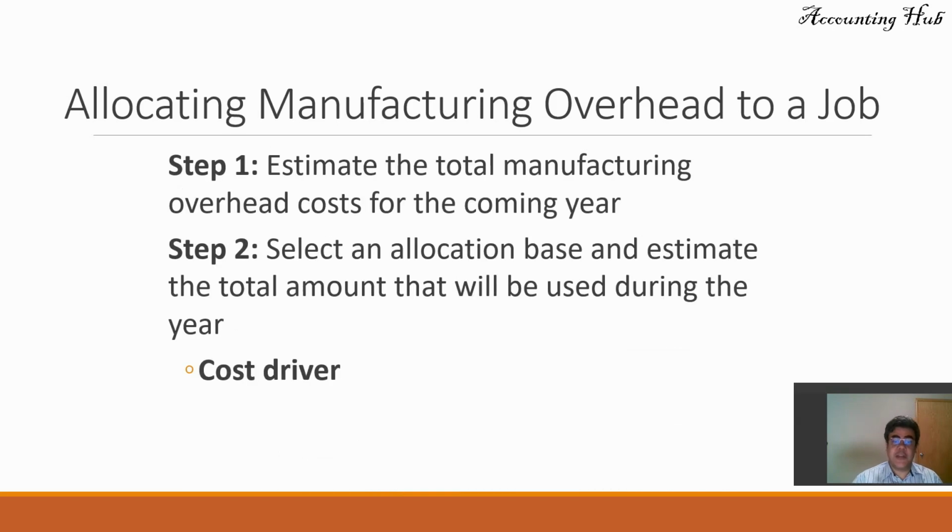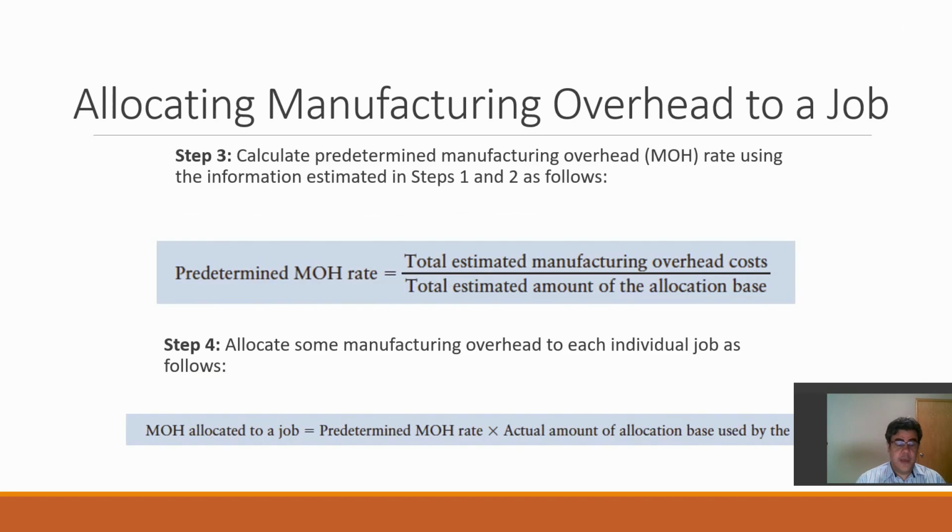We have some steps here. Step one, estimate the total manufacturing overhead cost for the coming year. Step two, select an allocation base and estimate the total amount that will be used during the year. And this allocation base, we call it cost driver. Finally, the last two steps.